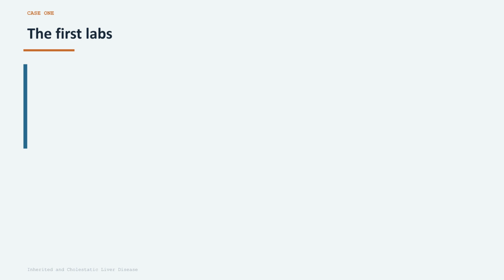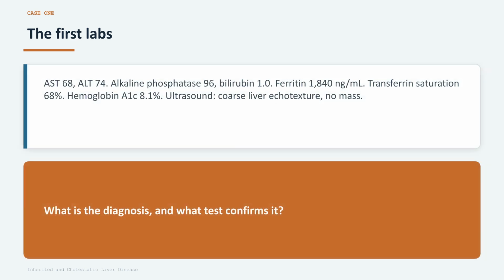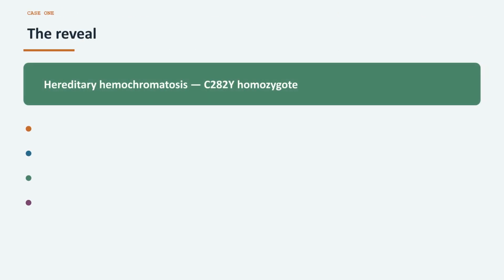Take a moment. The knuckles, the diabetes, the skin, and those iron studies. What is the diagnosis, and what test confirms it? This is hereditary hemochromatosis. In this population, most cases come from mutations in the HFE gene, typically a C282Y homozygote. The screening test is the transferrin saturation, serum iron divided by total iron binding capacity. Anything above 45% should push you forward.